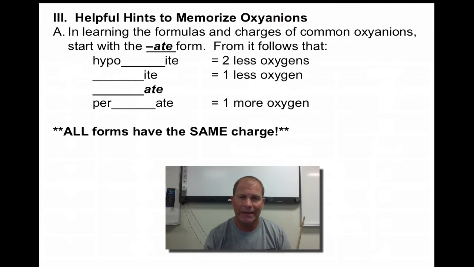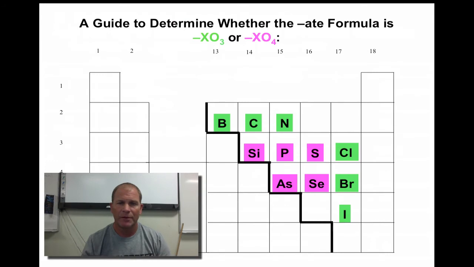If I add the prefix per, becoming perate, that just means I added an additional oxygen. If I go to ite, change from ate to ite, that means I've taken one oxygen away. If I change from ate all the way to hypoite, that means I've taken two oxygens away. So then there was a trend that someone saw on the periodic table to help you remember these.